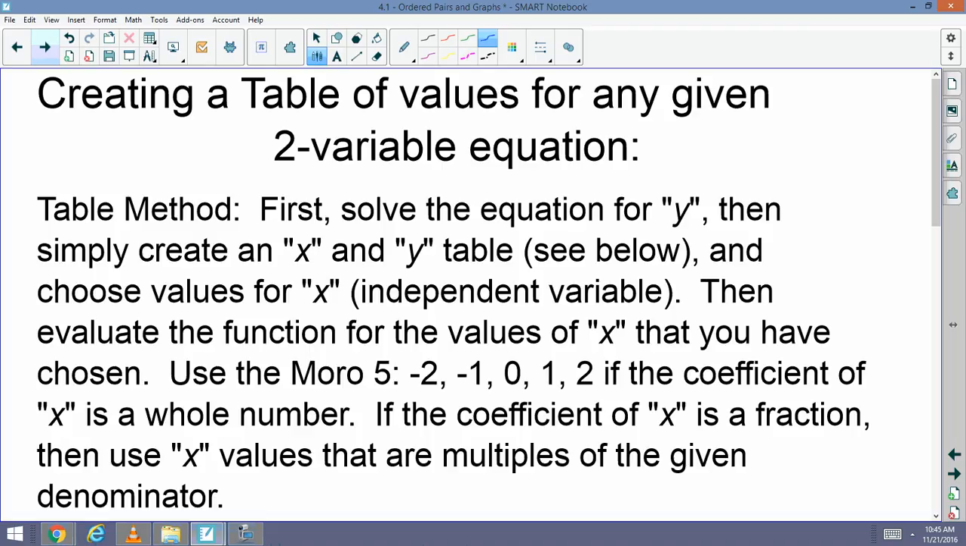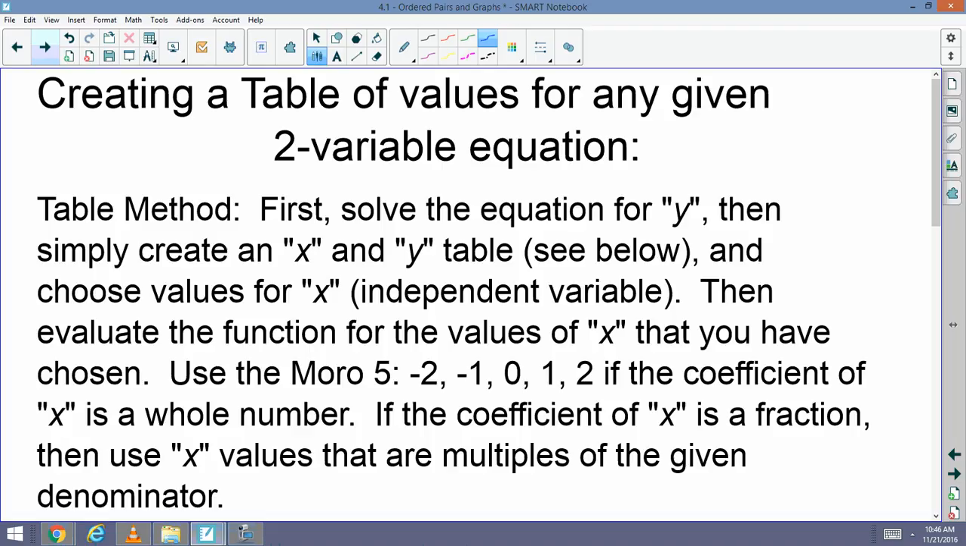So, table method. First, solve the equation for y. You always want to try to solve for y, guys. It's going to make your life easy. Then simply create an x and y table, you're going to see below what I mean by that, and choose values for x. X is the independent variable, so you can choose any value you want for this, guys. Then evaluate the function for the values of x that you have chosen.